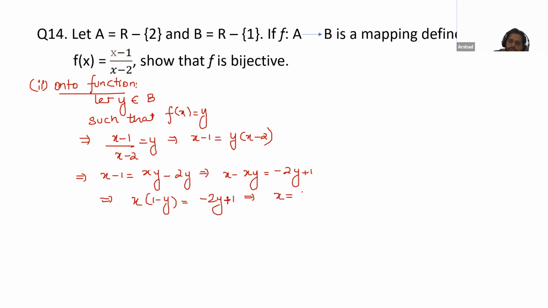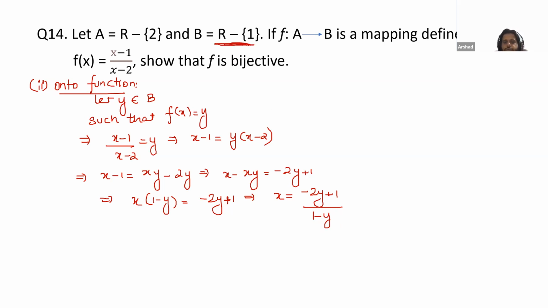x is equal to (minus 2y plus 1) by (1 minus y). Now please check here, if you put any value of y from the set B, what result will you get? What is set B? Real numbers except 1. If you put 1, then the denominator will be 0, and that will not be defined. So we will never put a 1 over here.